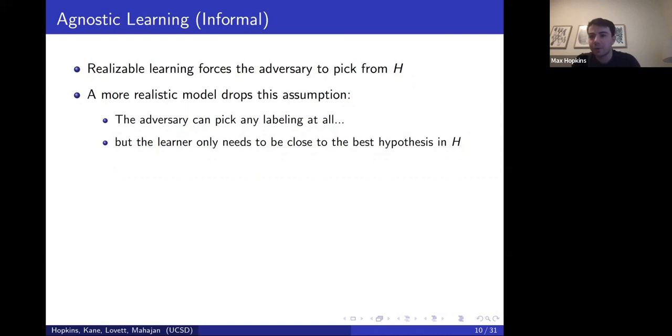So let's consider a somewhat more realistic model that drops this assumption. This is going to be something called the agnostic learning model. In particular, in this version of the game, the agnostic game, the adversary will be allowed to pick any labeling at all. They're not restricted to picking a labeling from the class H. They can pick whatever they want. But the learner no longer needs to learn to within epsilon error. They only need to learn to within epsilon of the best possible choice in H. So for instance, if H is linear classifiers and the adversary picks some crazy function that's 1/2 error away from every linear classifier, then the learner only has to pick something that's within 1/2 plus epsilon error. They don't have to get something within epsilon error because there's nothing in the class that's good enough.